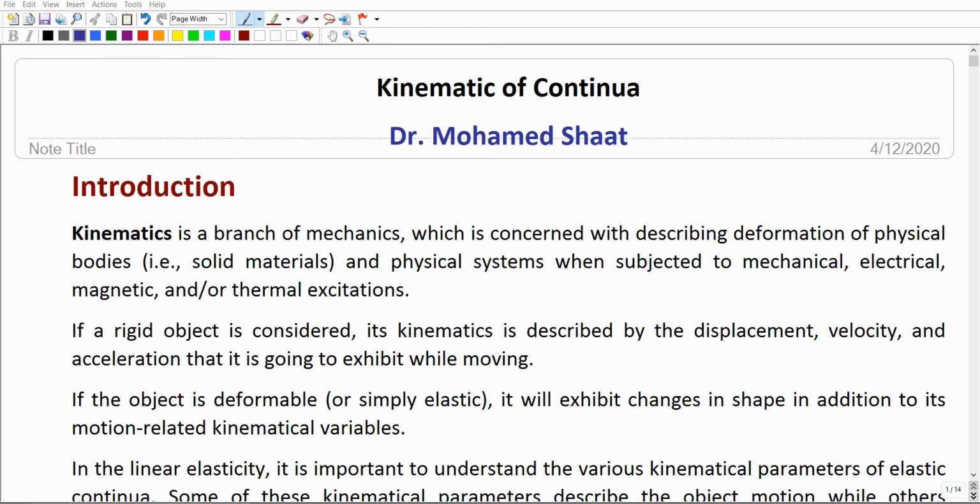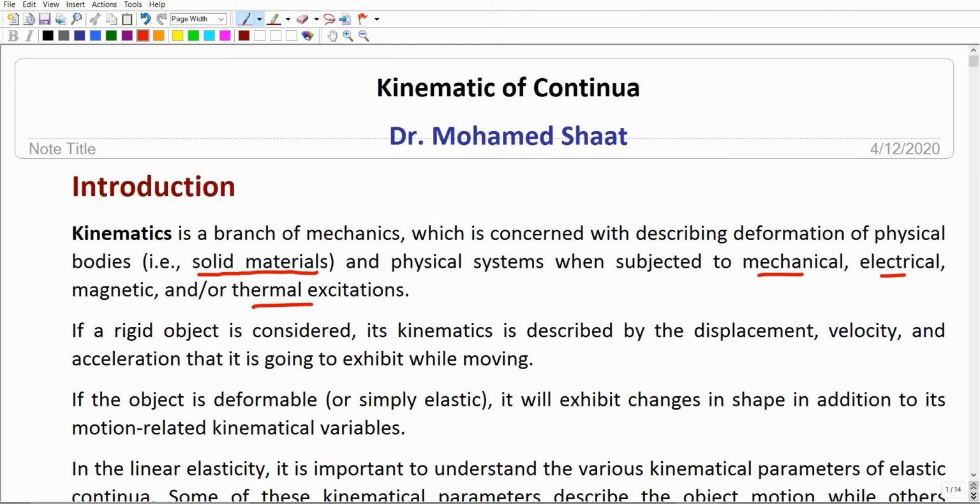So in the beginning, let us introduce kinematics. We have discussed this once before. Kinematics is a branch of mechanics which is concerned with describing the deformation of physical bodies like solid materials. And again, the focus in this course is just on solid materials and physical systems when they are subjected to some excitation. This excitation would be in the form of mechanical, electrical, magnetic, or even thermal excitations.